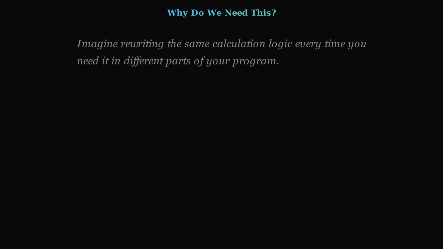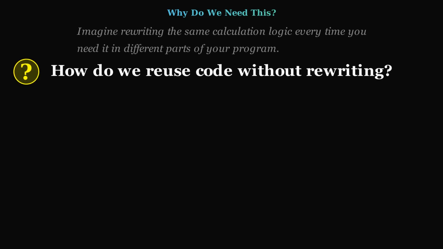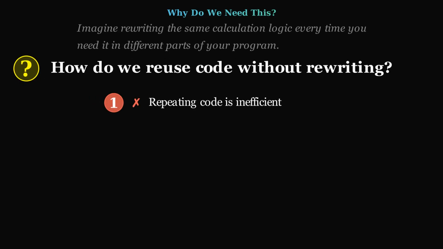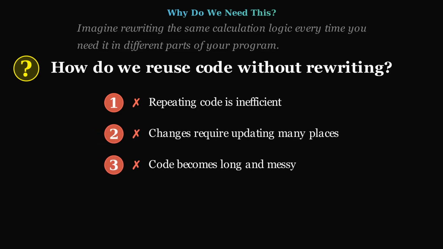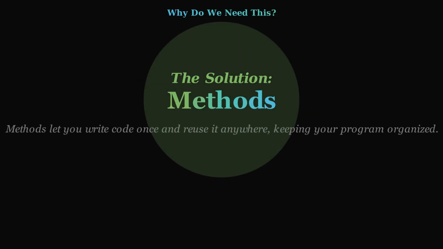Why do we need this concept? Imagine rewriting the same calculation logic every time you need it in different parts of your program. How do we reuse code without rewriting? Repeating code is inefficient. Changes require updating many places. Code becomes long and messy. Methods let you write code once and reuse it anywhere, keeping your program organized.